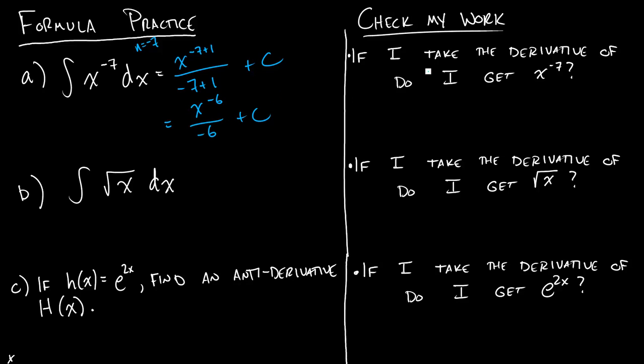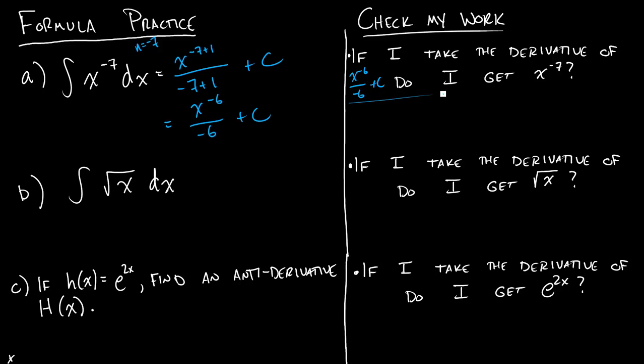plus c. And so the question you need to ask yourself to determine if you were right or not is, if I take the derivative of x to the negative 6 over negative 6 plus c, do I get what I started with? Do I get that x to the negative 7?